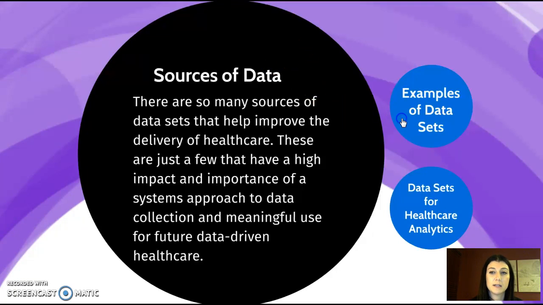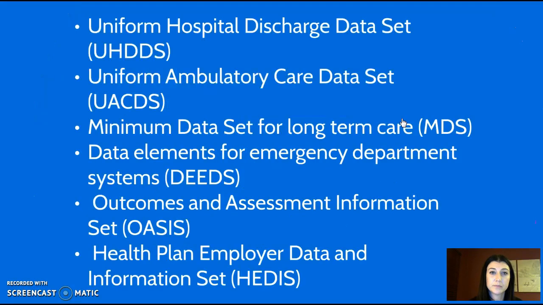Some examples of data sets include the Uniform Hospital Discharge Dataset, the Uniform Ambulatory Care Dataset, Minimum Dataset for Long-Term Care, Data Elements for Emergency Department Systems, Outcomes and Assessment Information Set, Health Plan Employer Data and Information Sets. And again, these are just to name a few.